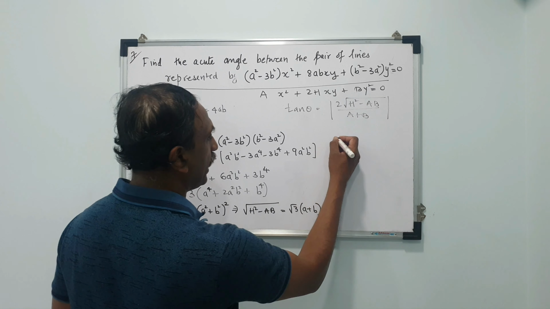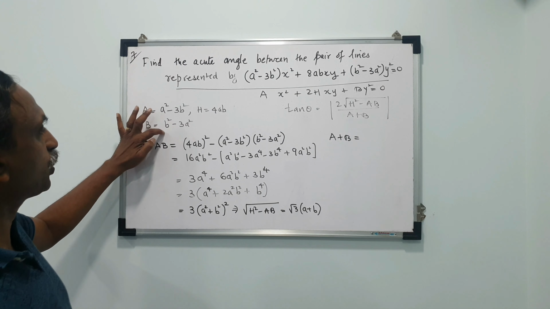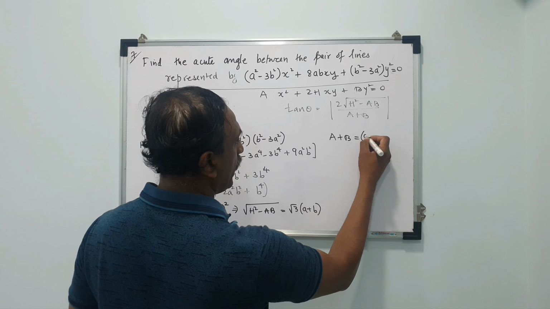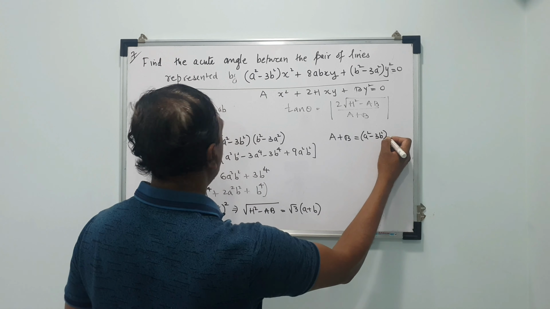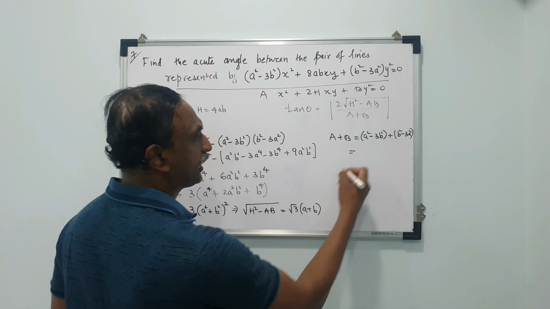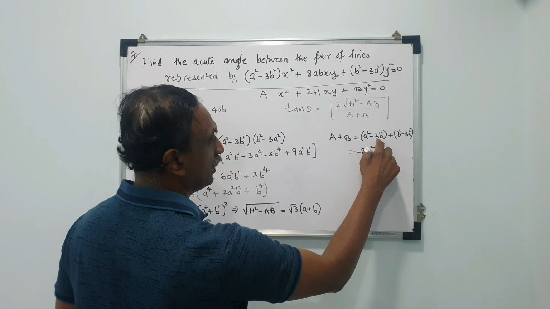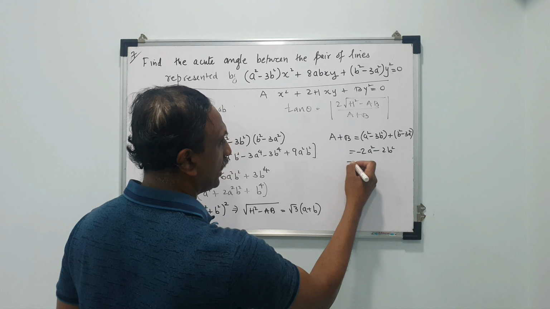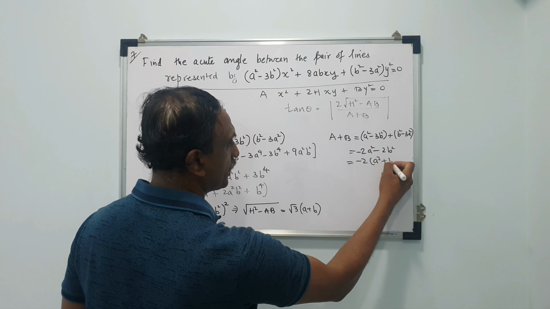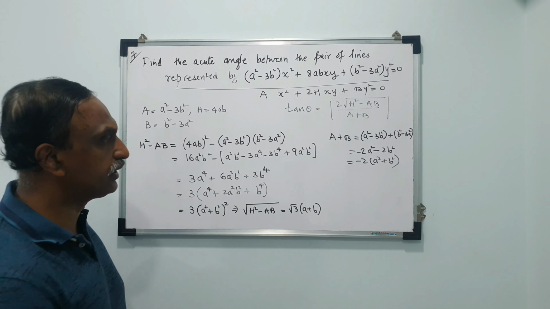Now a plus b you can calculate. A plus b is calculated by adding both of them. So it is a square minus 3b square plus b square minus 3a square, which will give me how many a square? 2a square with a negative sign and 2b square with a negative sign. So minus 2 into a square plus b square. Now anyhow, minus 2 doesn't matter because it is in the modulus.